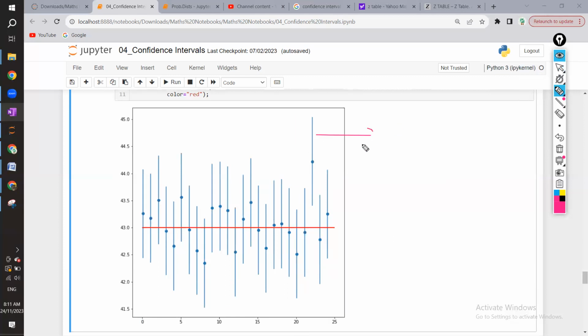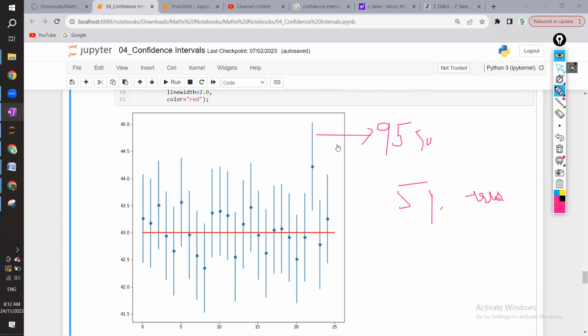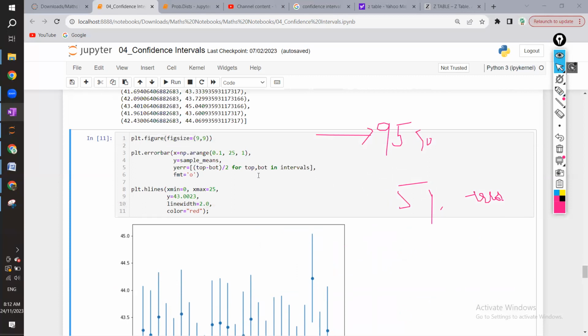Because ours is not a 100% confidence level. Ours is only 95% confidence level. That means there is a chance of 5% error. Okay, 5% error is possible. Okay, getting it?